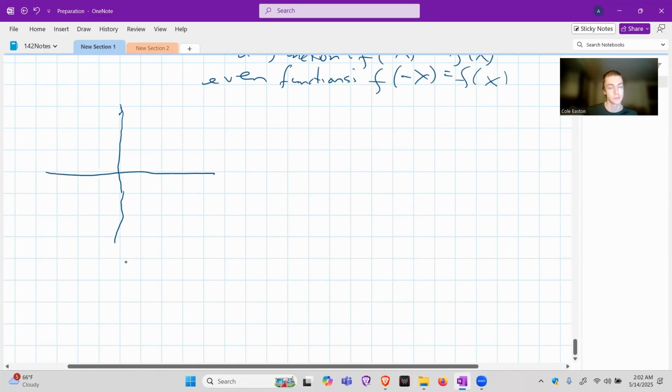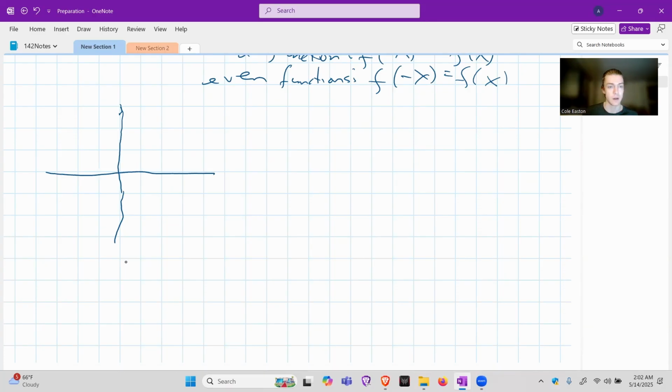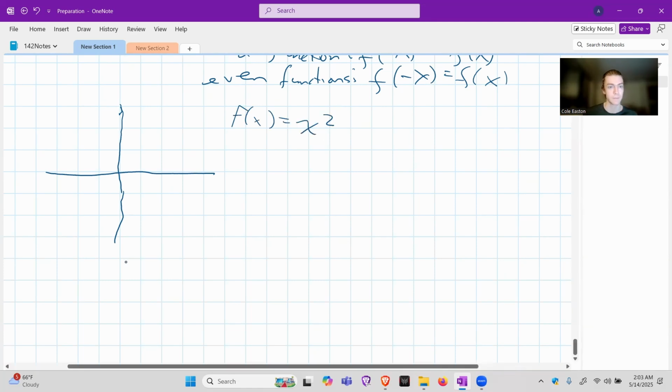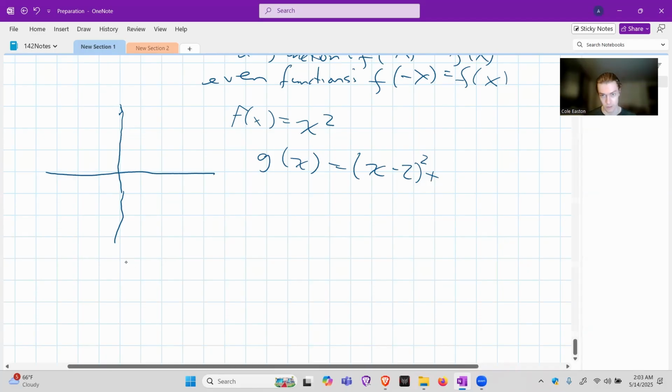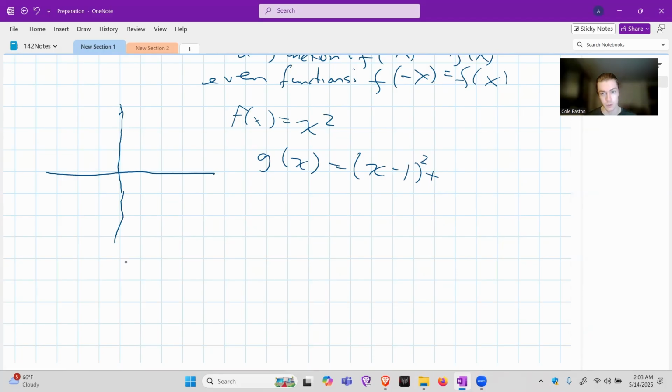So I'm gonna start with my function x squared. I'm gonna say f of x equals x squared, and I'm gonna say g of x is x minus 2 squared plus 3. Or no, that's just not going to fit on my graph. Let's do something a little different. Let's go x minus 1 squared plus 2.